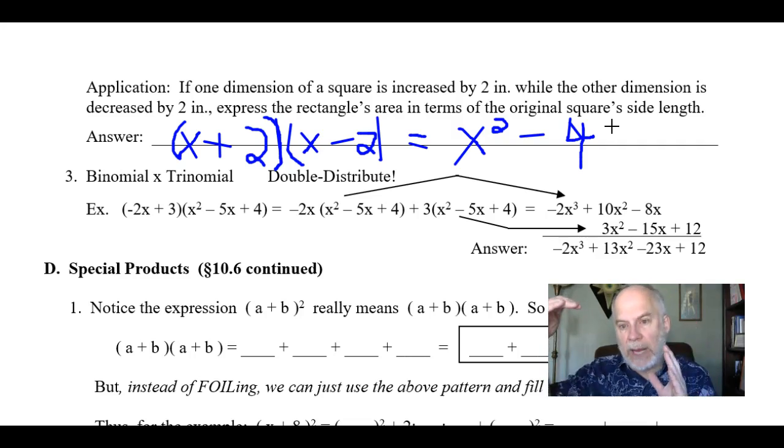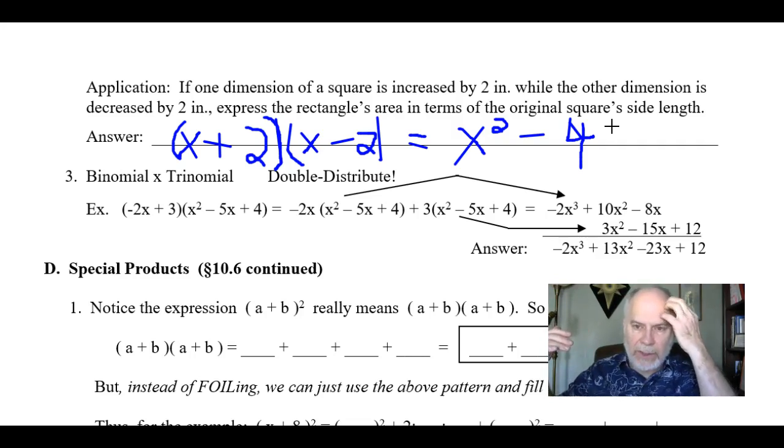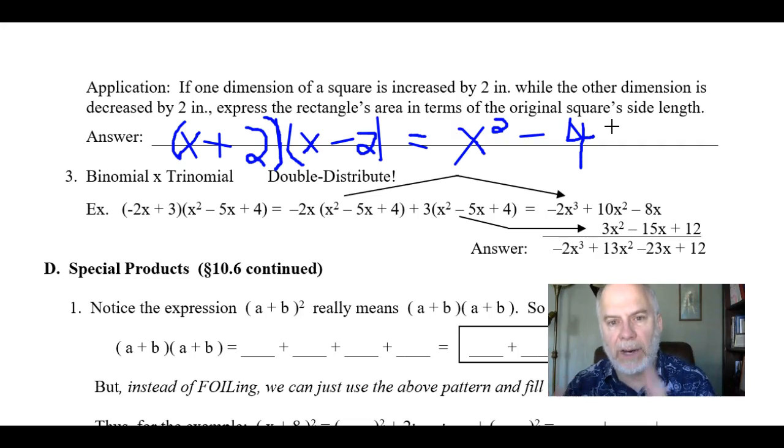If you subtract 2 inches from the original length in one direction and add 2 inches to the original length in the other direction, the area of this rectangle will always be x squared minus 4. Because x squared is the original area, it's always going to be 4 square inches less than the original square's area. Okay, so you can try that and see if that's true.